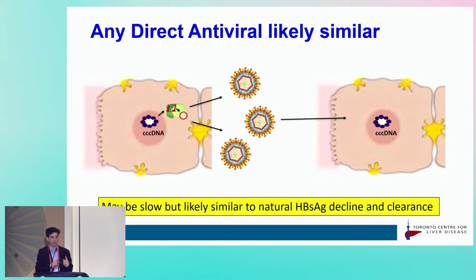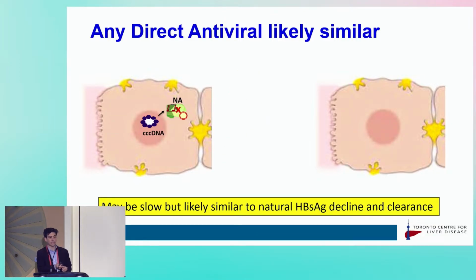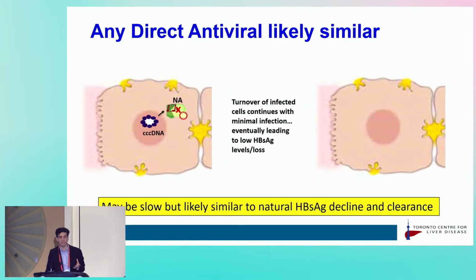So if you sort of think about any direct antiviral, you can sort of think about putting in a nuke here, and all that's doing is blocking DNA replication, but what it is doing is it's preventing the infection of new cells. So turnover of infected cells continues to happen with minimal infection, and eventually that leads to low surface antigen levels or loss. So the important point about this is it may be slow, but when you do this with a DAA, it might be much more similar to naturally low surface antigen levels and clearance.